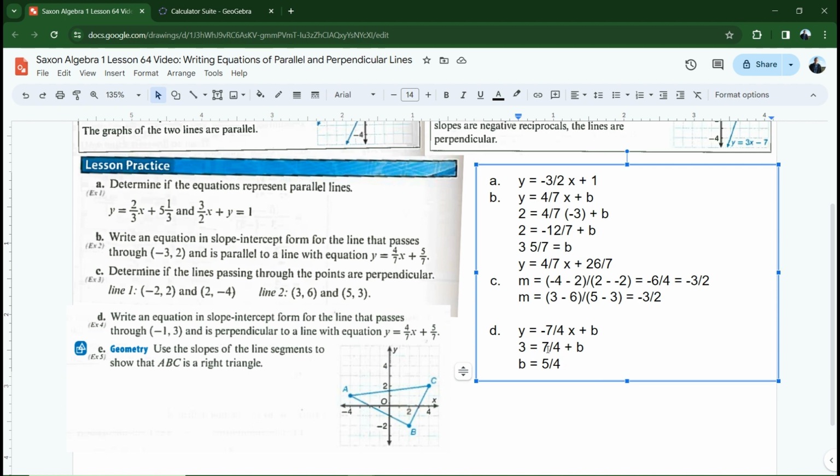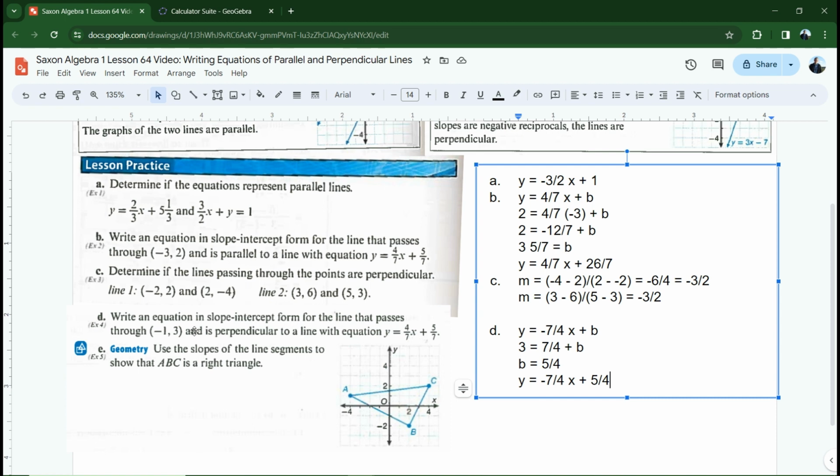Keep in mind, 7/4 is almost 2. So I'm subtracting almost 2 from 3. So that's going to give me something really close to 1. 5/4 is almost 1. So every way I do this, it makes sense. All right. So my overall equation, y equals -7/4 x plus 5 over 4. That's an equation perpendicular to y equals 4/7 x plus 5/7, and it passes through the point -1, 3.